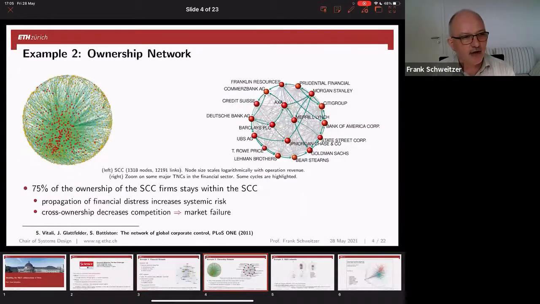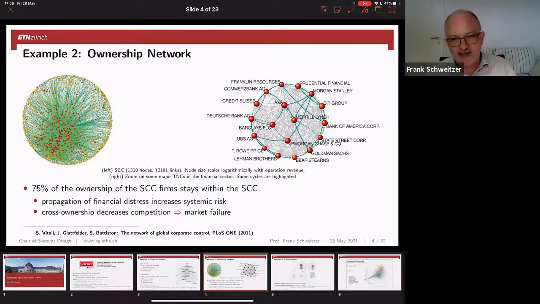This is another example of ownership networks. So we have about 40 million firms on Earth where we know about data of their ownership. So it means firm A owns 20% of firm B, and firm B owns 15% of firm C. That means that firm A has an indirect control over firm C via firm B. And you can anticipate that this makes a huge network that is spanning over the whole globe.